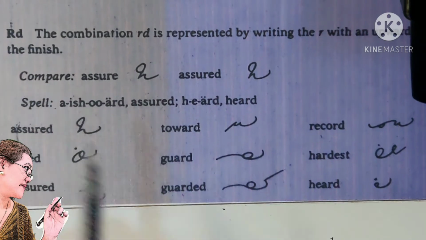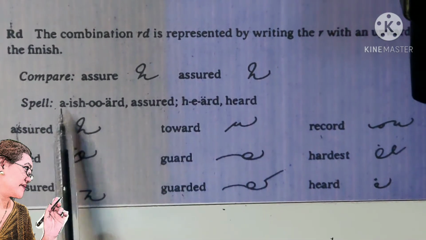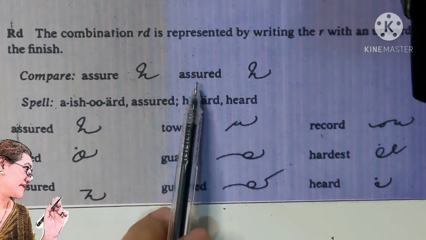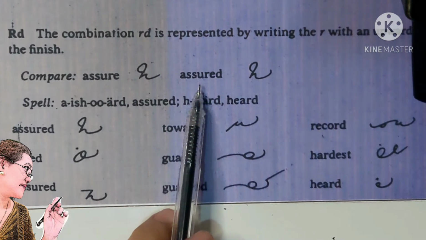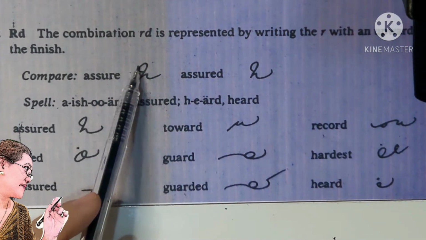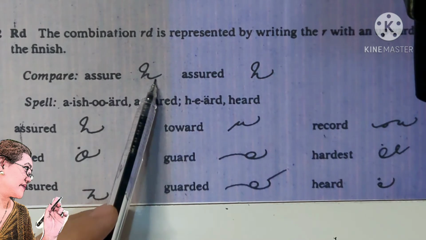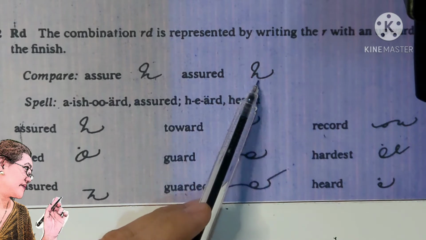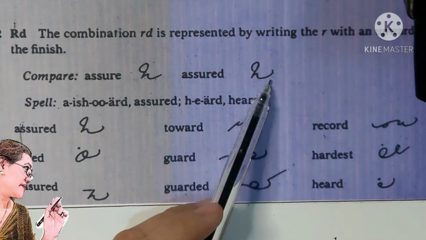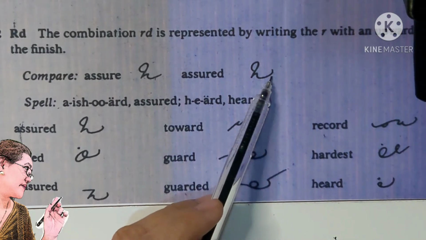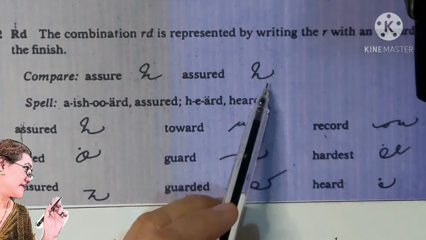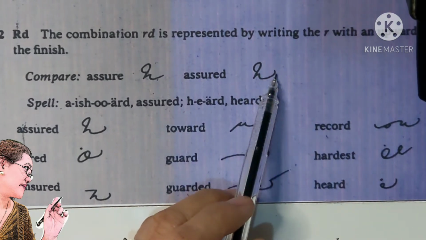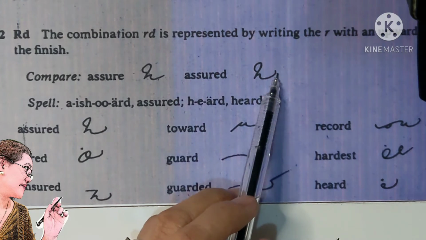Okay, so let us compare "assure" and then "assured." "Assure" is written as a-ish, o-o-r. "Assured" is a-ish, o-o-r-d. So "rd" is written as an upward angle curve to finish the sound of d.